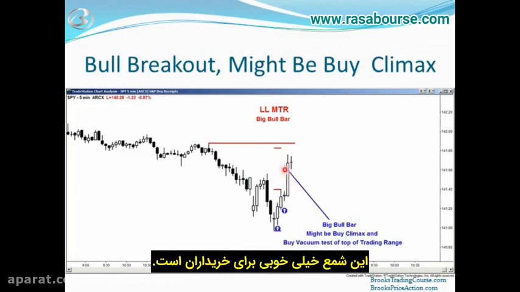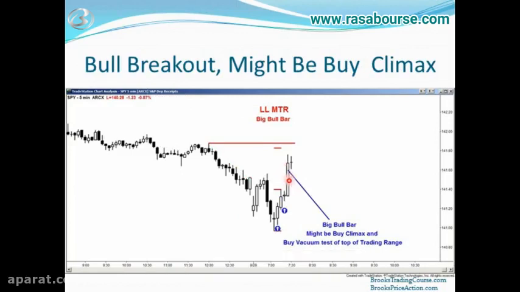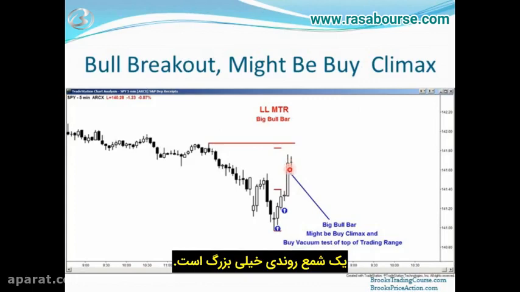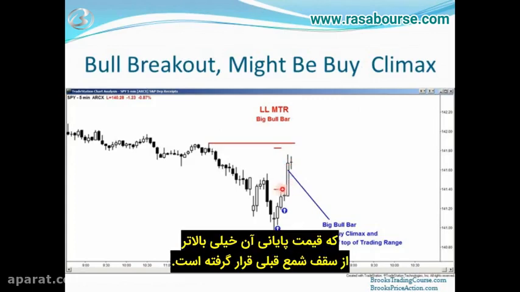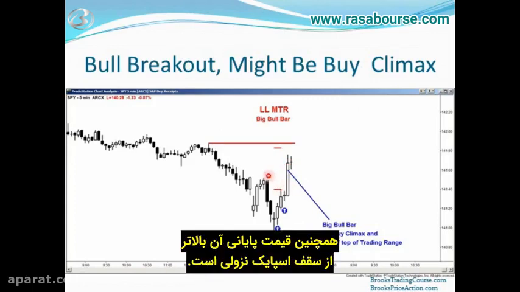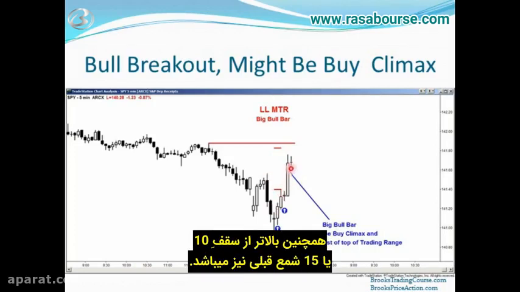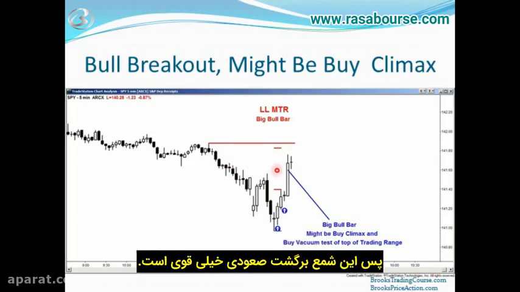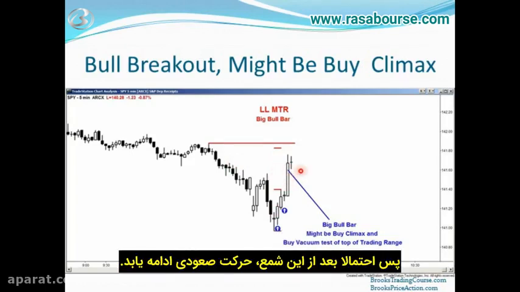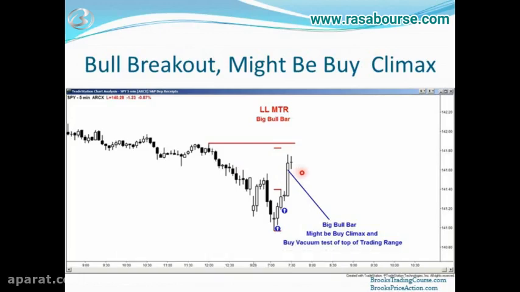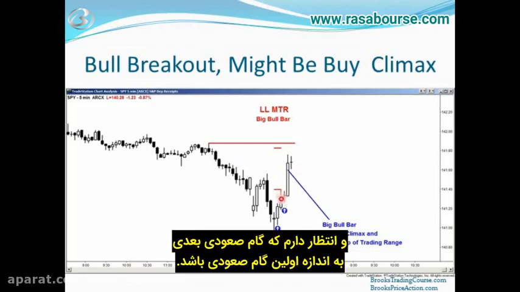This is a very good bar for the bulls, a very big bull trend bar, closing well above the high of the prior bar, and above the high of the bear spike, and above the highs of the past 15 or 20 bars. So that's a very strong bull reversal bar, and probably will have follow-through buying. At the moment, I would look for a measured move up based on the height of this first leg.